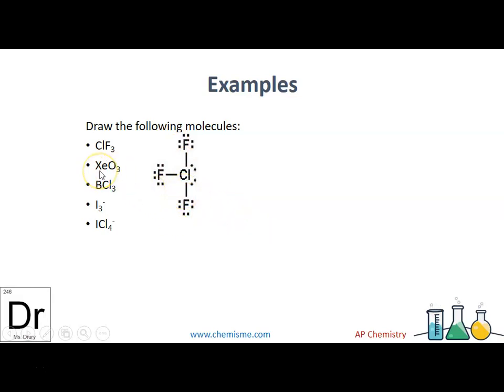In XeO3, I know Xe shouldn't have bonded at all, right? Xe is a noble gas, it has 8 valence electrons, it's stable. But in the abundance of oxygen, where oxygen is under high pressure, the oxygen is also extremely electronegative. It can force xenon to react.